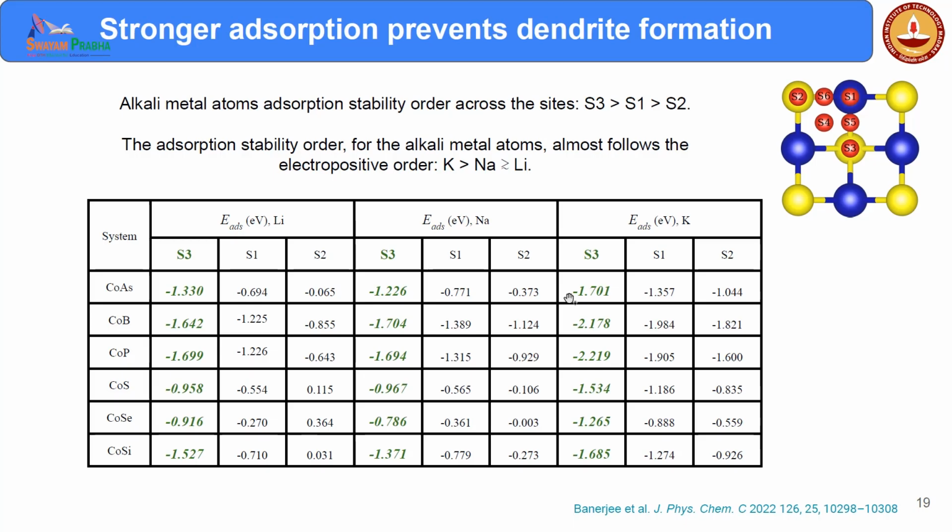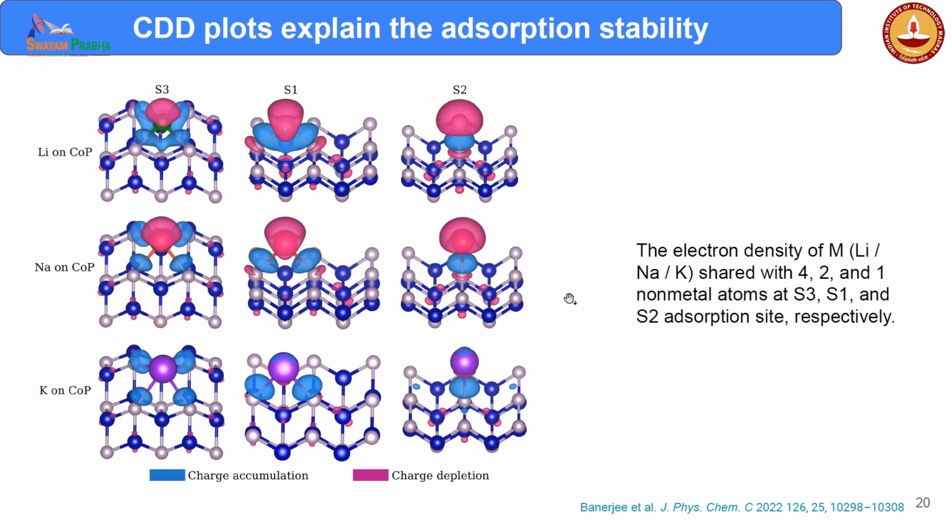Roughly 0.3, right? And how about this one? If it is going through S2, S3, and S2 is about 0.6. So one is 0.3 and another one is 0.6 for cobalt phosphorus. So let's see that one.